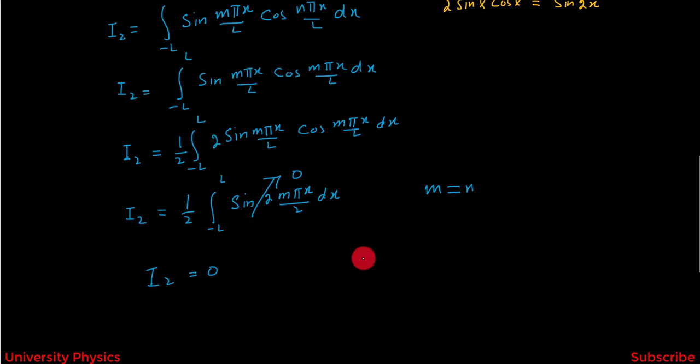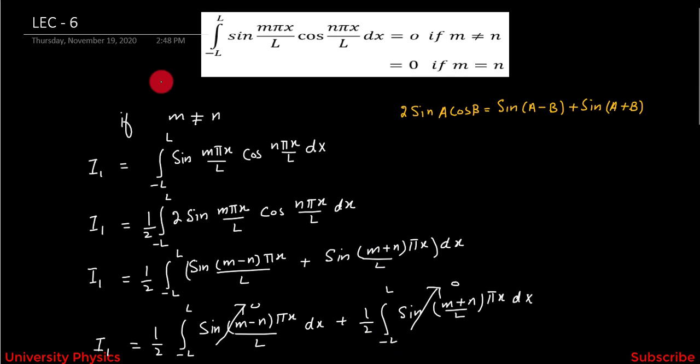When m is equal to n, the given integration is equal to 0. If m is not equal to n, then still the given integration is equal to 0. So the integral from -L to +L of sin(mπx/L) cos(nπx/L) dx is equal to 0 in both cases. So this is something about this integration.